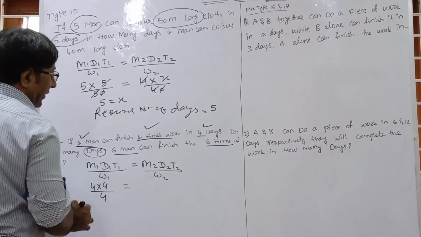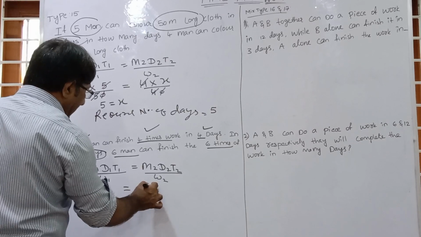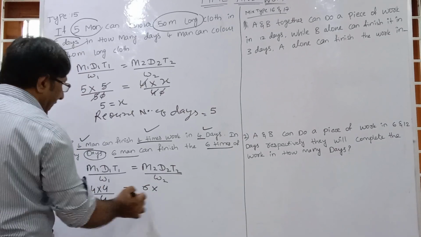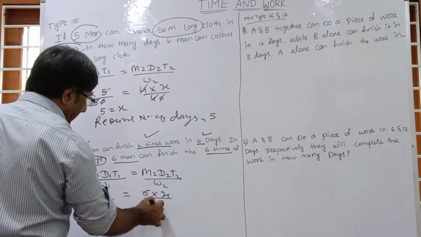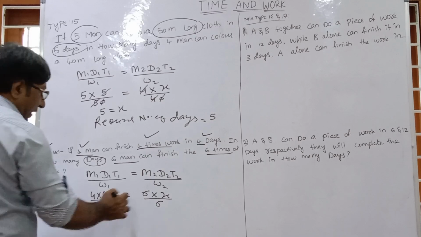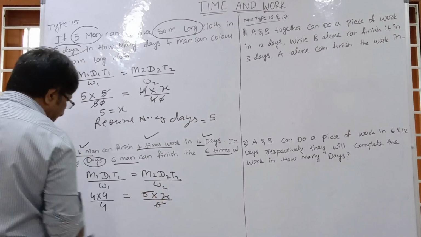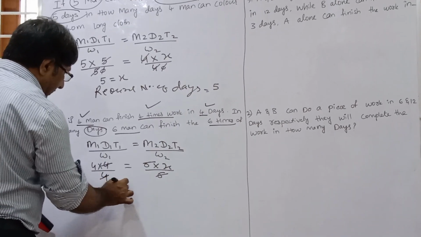In the same way, in the next case 6 men are given, and the number of days is what we have to find, and what is the work? 6 times the work, that is the 6. So in the same way you can solve this question. Here this 6 cancels this 6, and this 4 cancels this 4. So our correct answer is what?